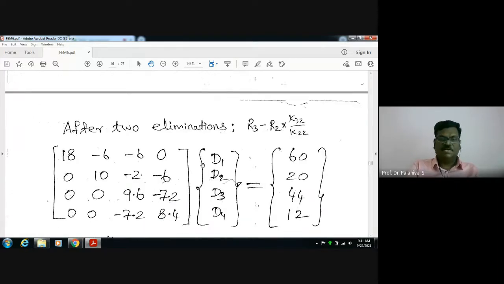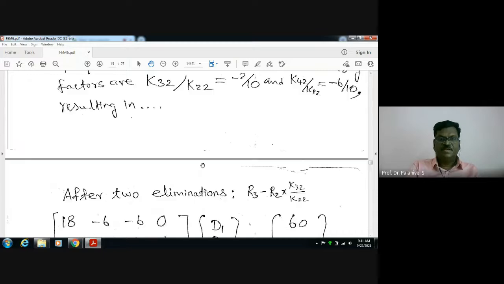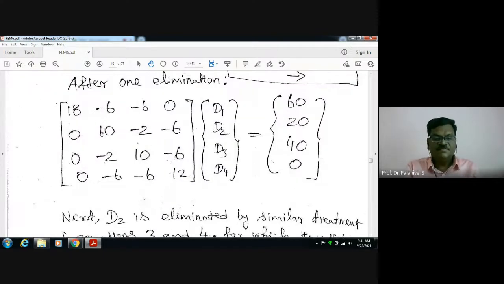I will explain this way. Next, we have to eliminate, these are diagonal terms, D2 in the subsequent equation. This is row 2. In row 2, D2 is there: 18 into D1 minus 6 into D2. Here, 0 into D1 plus 10 into D2. D2 will be there in the second row. In the third row and fourth row, we have to eliminate D2.